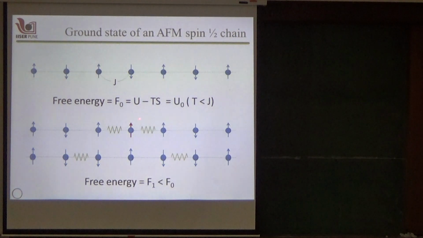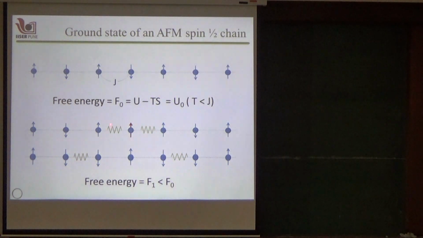Now what we are going to do is flip one of the spins. When we flip one of the spins, we sever two bonds. Previously these bonds were happy. This is how they want to be, up, down, up, down, up, down. But now, since you have made this spin point up, these two bonds are unhappy. We are going to call them severed bonds.